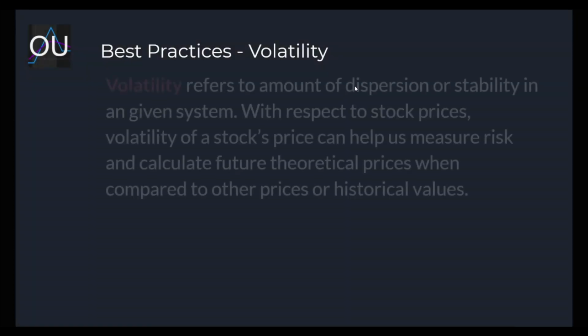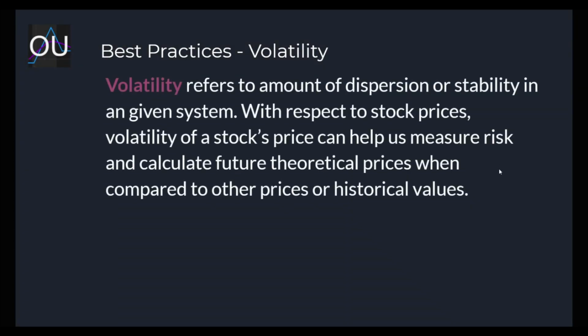So let's get right into it on volatility. What is volatility? Basically, volatility refers to the amount of dispersion or stability in any given system. So today we're talking about stock prices, option prices. With respect to prices, this can help us measure the risk, and we can use that to calculate future theoretical prices compared to other prices or historical values.